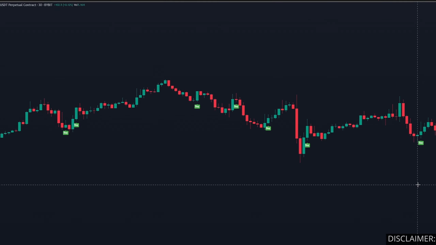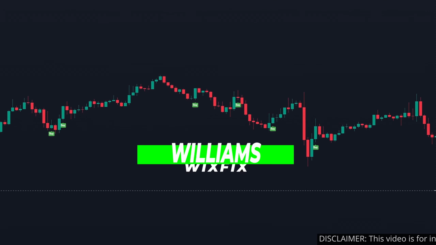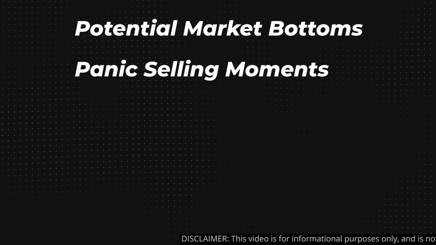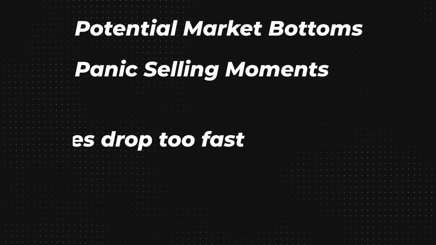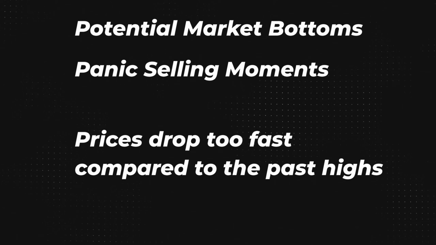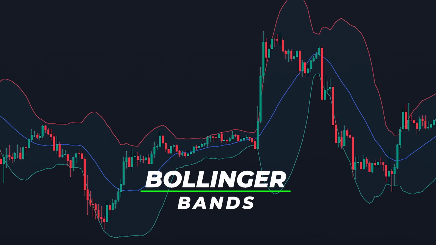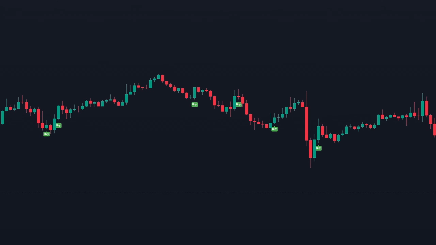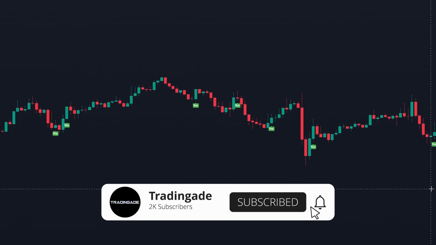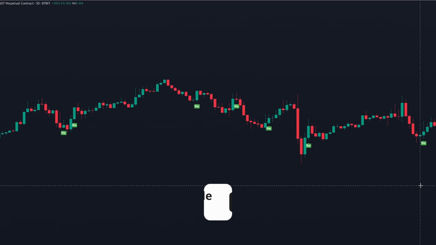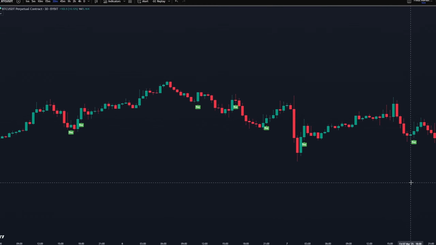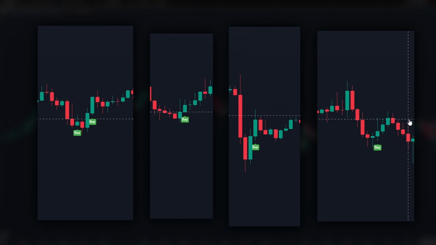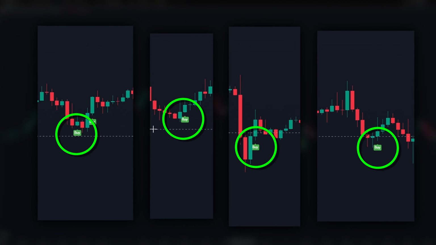This tool, based on the Williams VixFix Indicator, helps traders identify potential market bottoms by spotting panic selling moments. It detects when prices drop too fast compared to the past highs. It also uses Bollinger Bands to determine if the drop is extreme. If the price falls into a historically rare low zone, the indicator signals a potential buy opportunity, suggesting that the price may soon stop falling and start rising. You can see that this indicator easily spots market bottoms with the buy signals tab appearing under the candles.